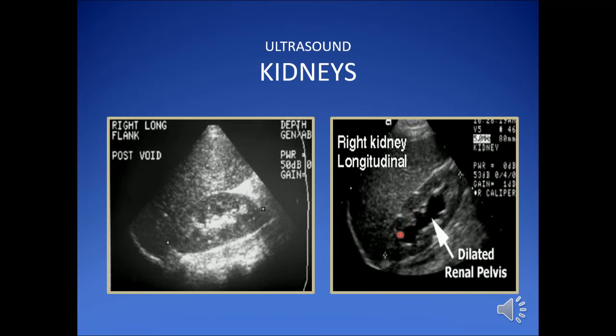So take a look here. There is hydronephrosis or dilatation of the pelvocalyceal complex. That's why it's dark, and this is abnormal because as I have said earlier, the central renal sinus should be white or echogenic.